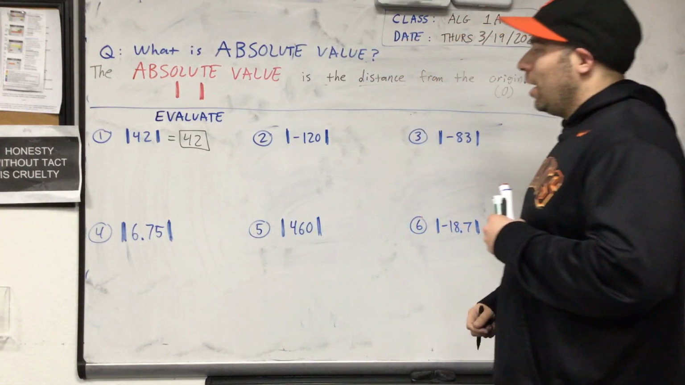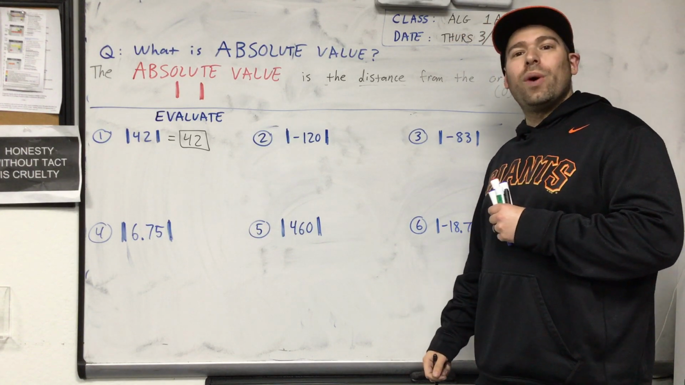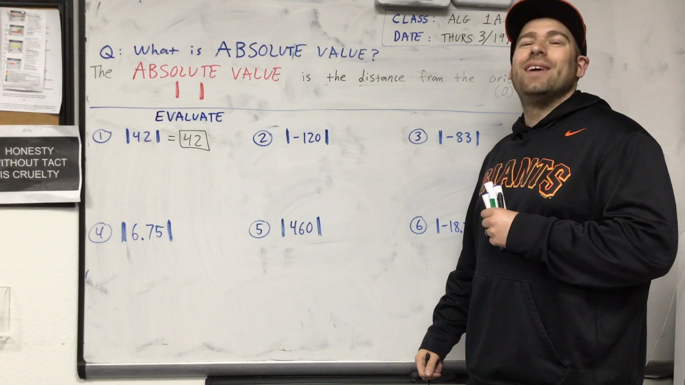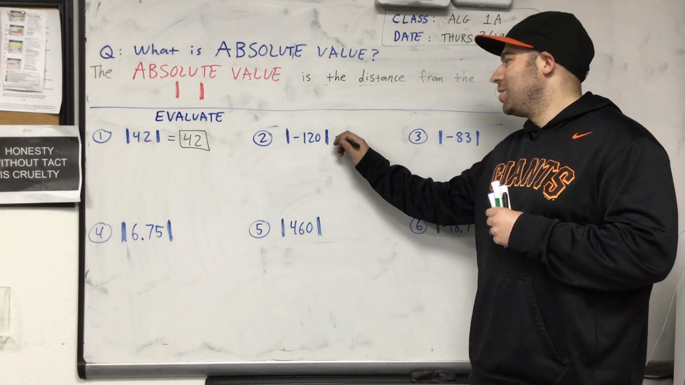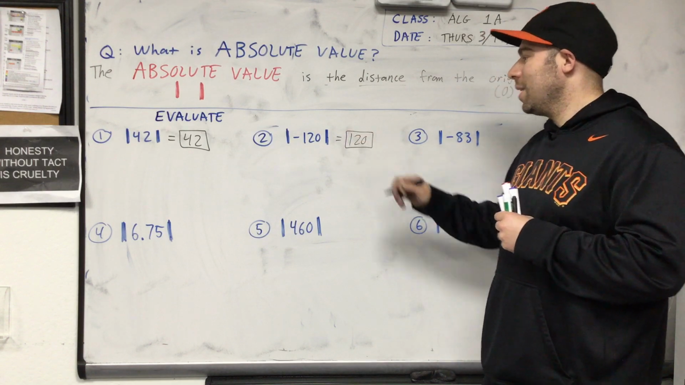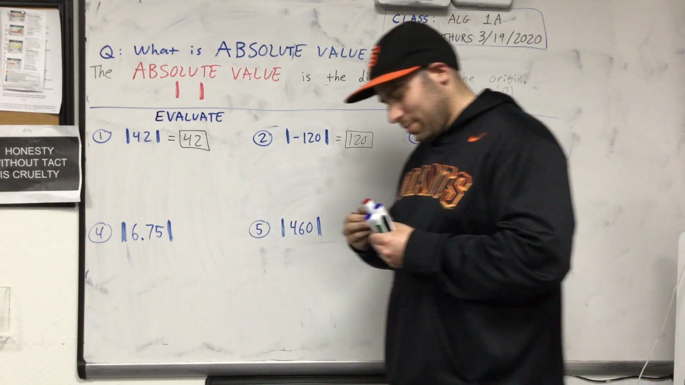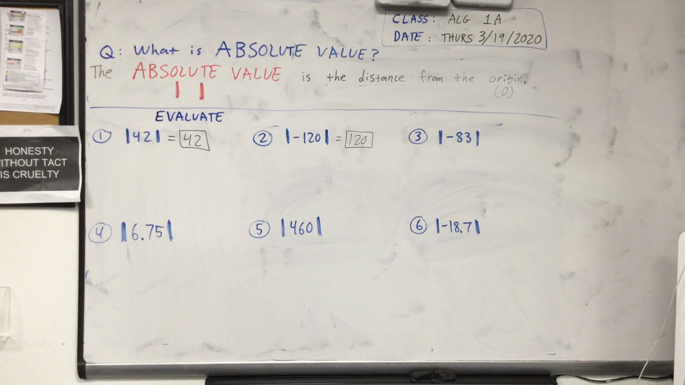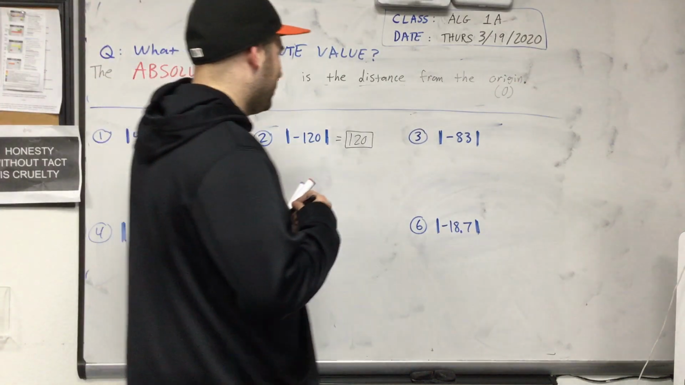Number 2. How far is 120 steps backwards from the origin? Still 120 steps. Okay. Number 3. The absolute value of negative 83 is 83.